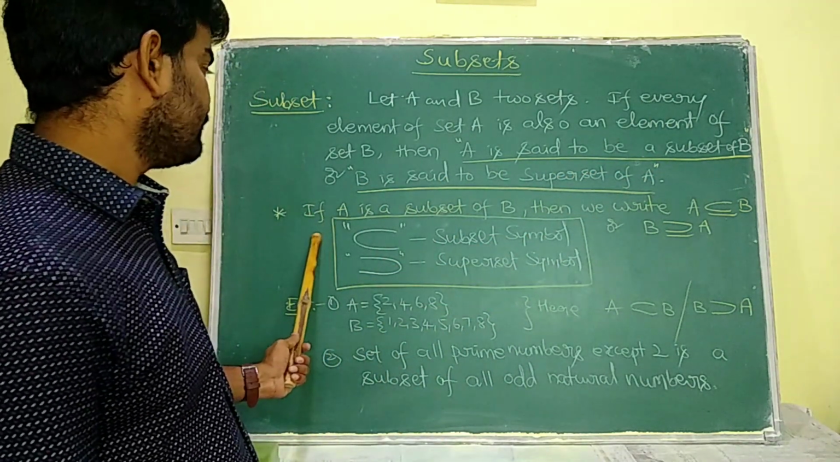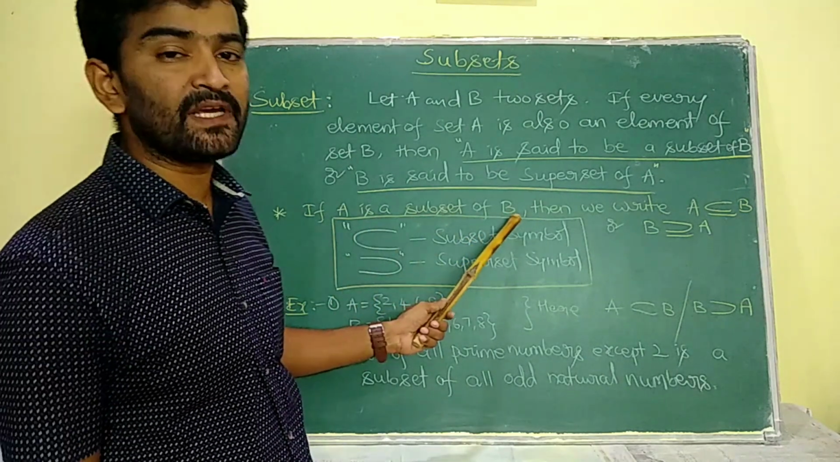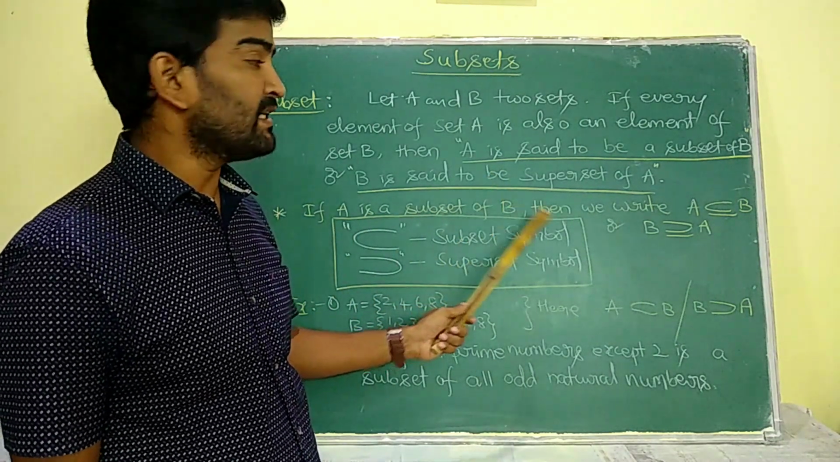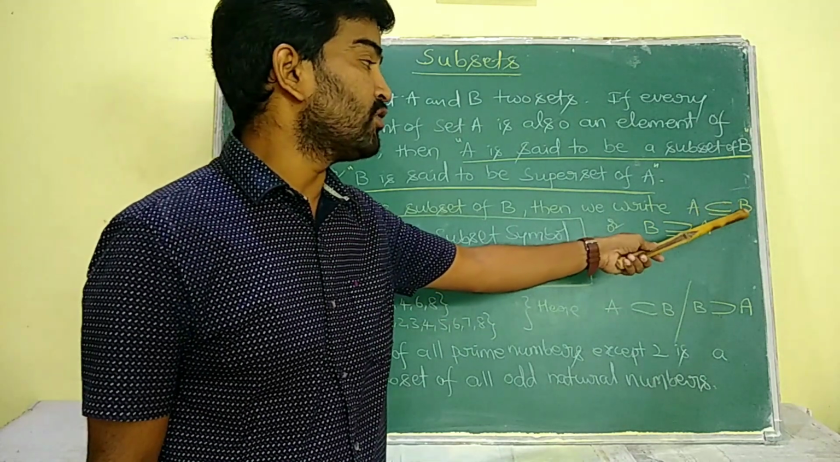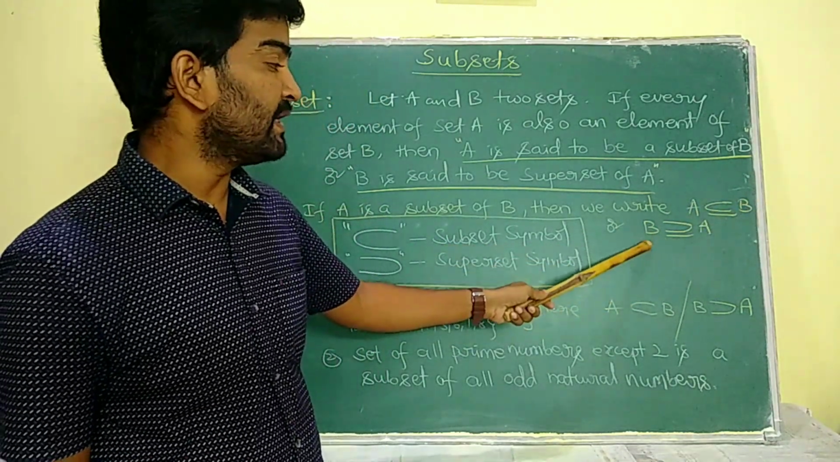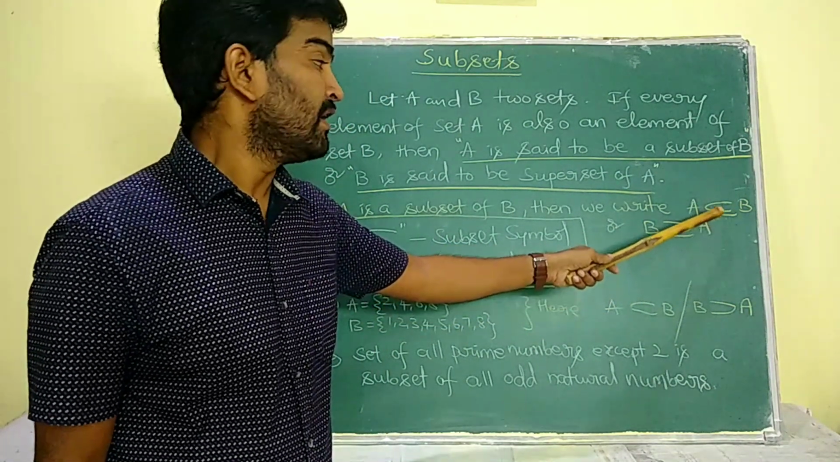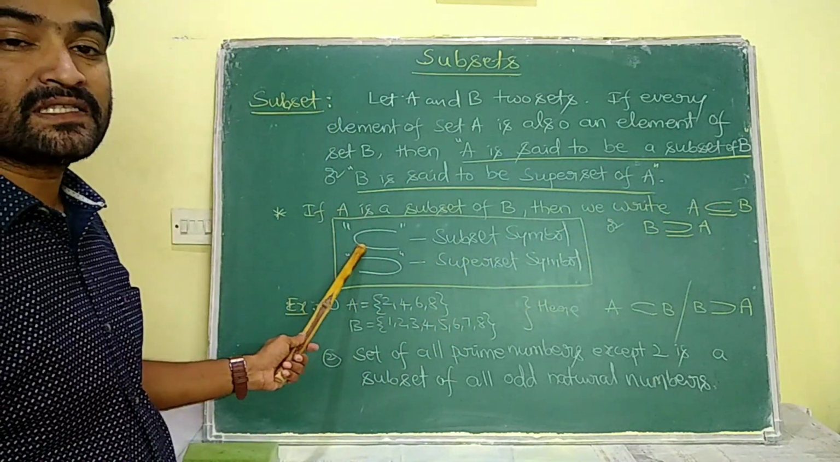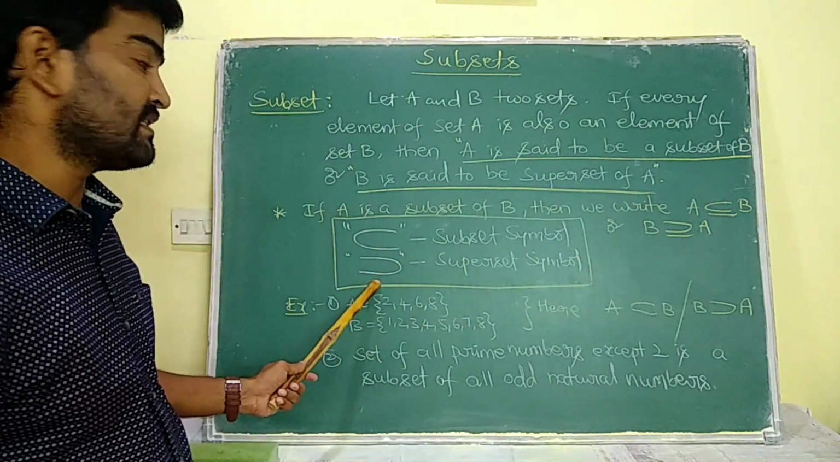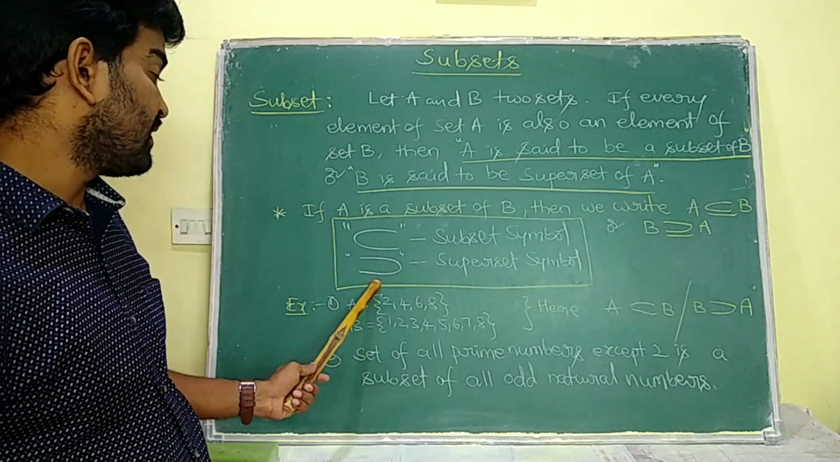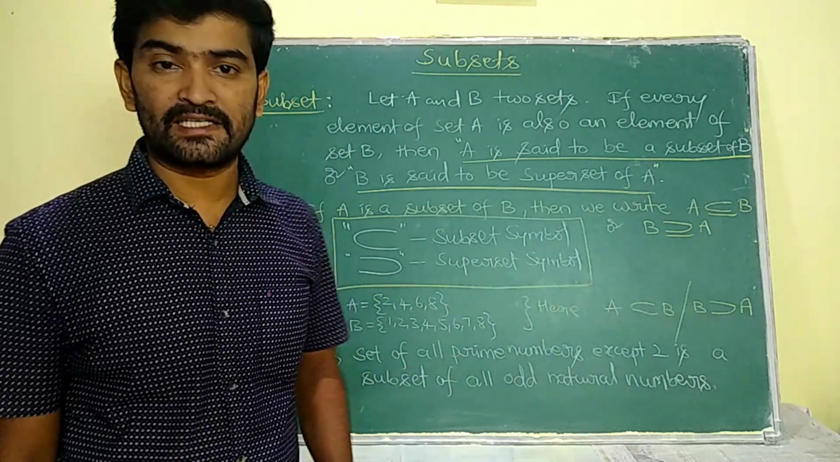If A is a subset of B, then we represent that as A ⊆ B, or B ⊇ A. This symbol is the symbol for subset and this is the symbol for superset. Now we will discuss one example.